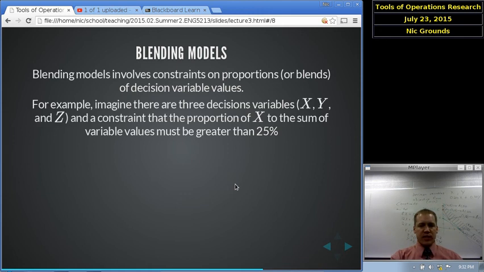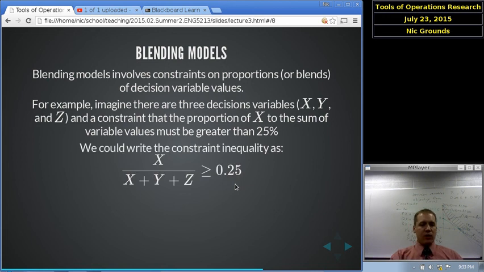Okay, so what you'll see is something like this. Let's say, for example, you had 3 decision variables, x, y, and z, and you had a constraint that said the proportion of x to the sum of all the decision variables must be greater than or equal to 25%. That is, I want the value of x to be at least 25% of the total of x, y, and z. Okay, I want a minimum percentage or a minimum proportion. So we're in some ways blending multiple decision variables in the same constraint.